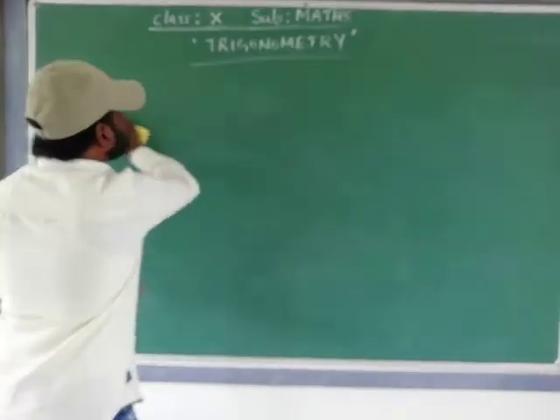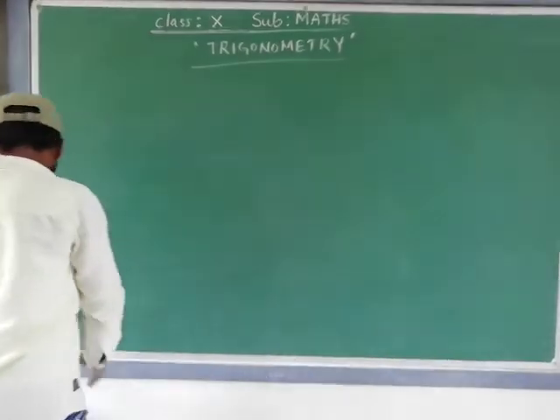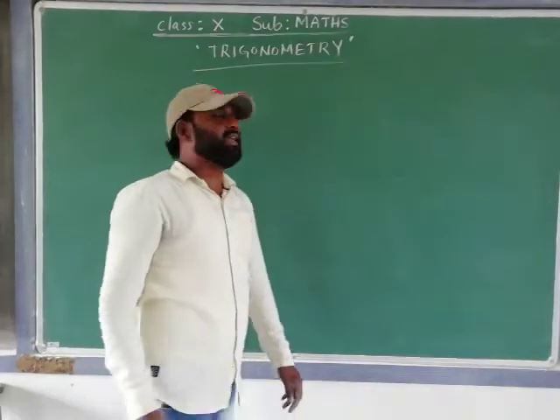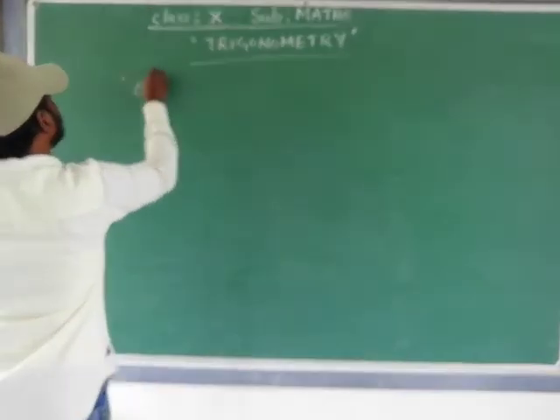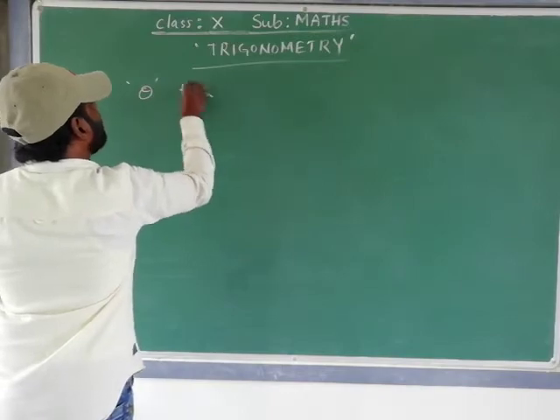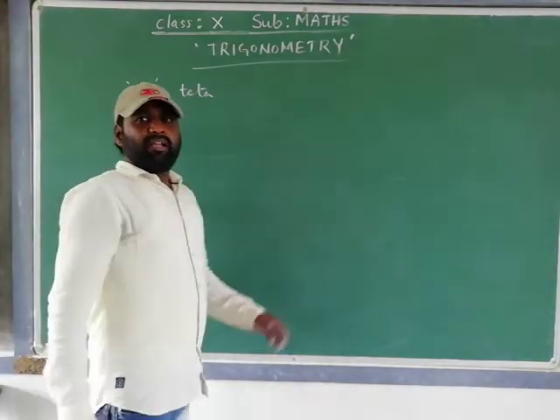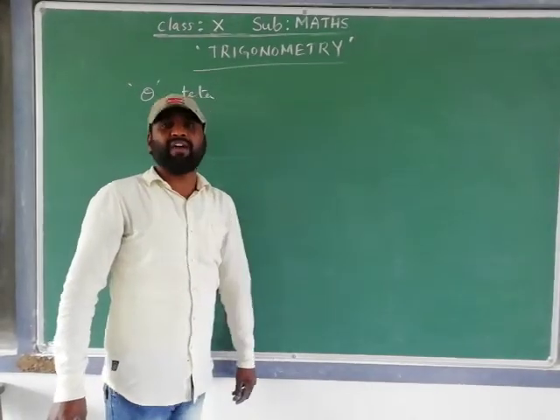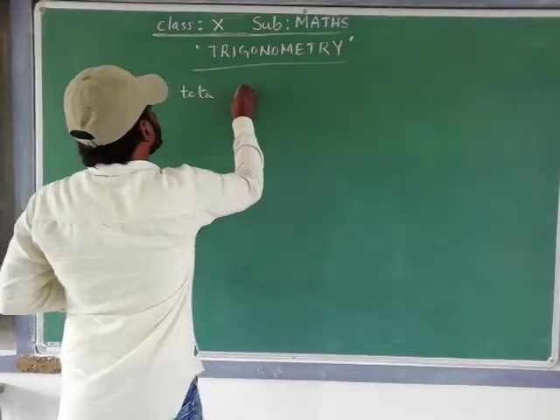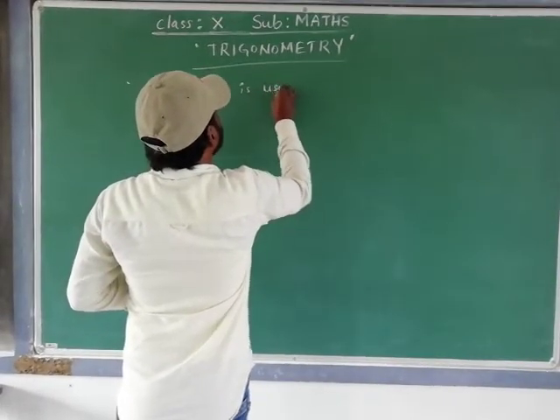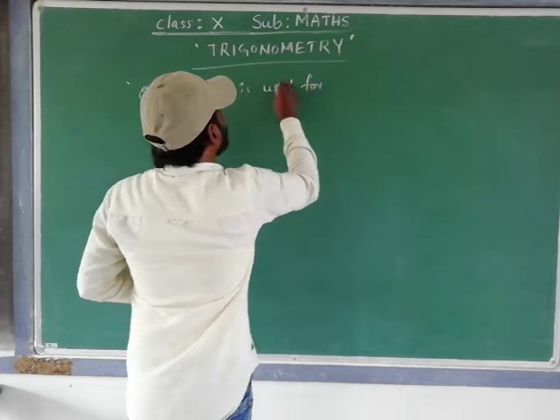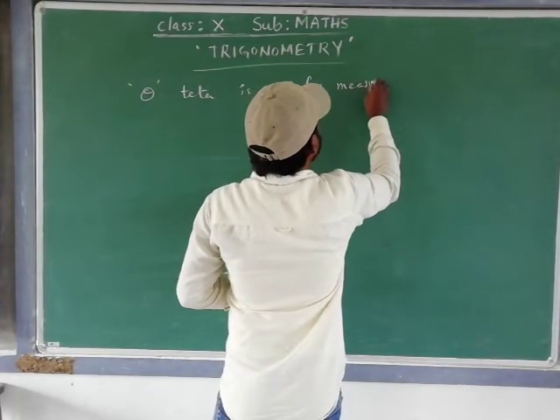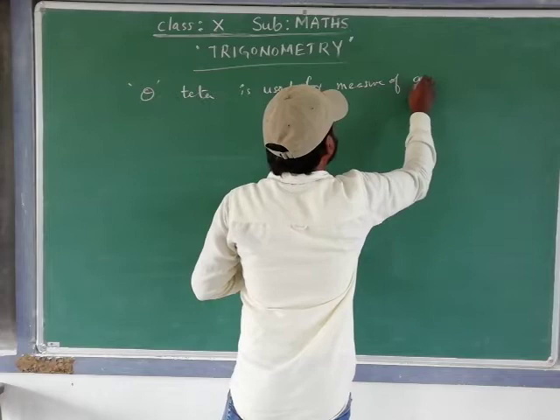Now, we use the term theta. That is also a Greek letter, theta. How to read? Theta. This is a symbol used for the measure of an angle. Theta is used for the measure of an angle.